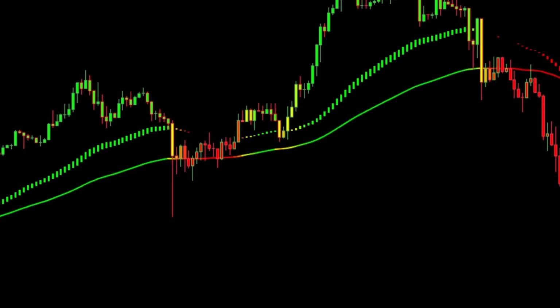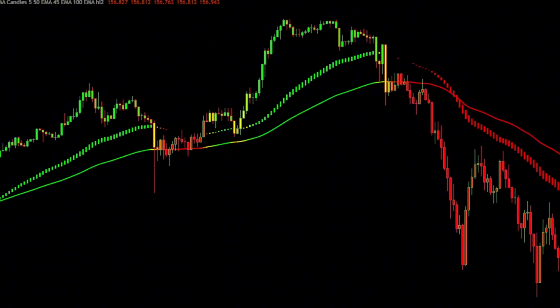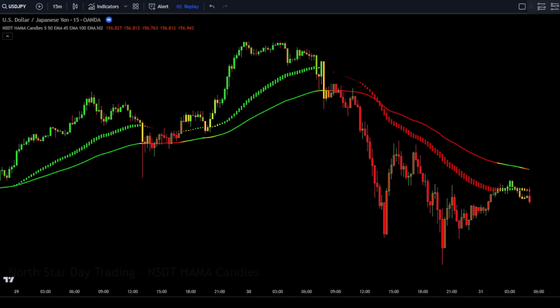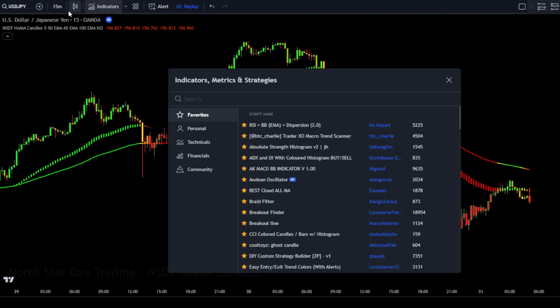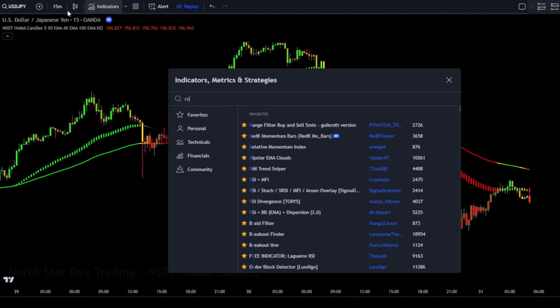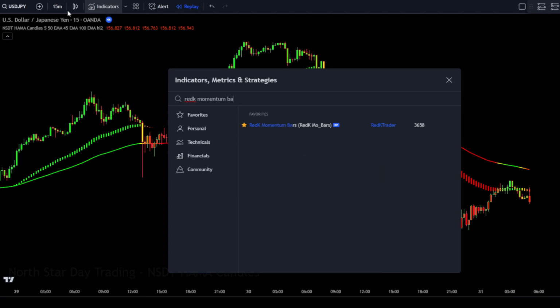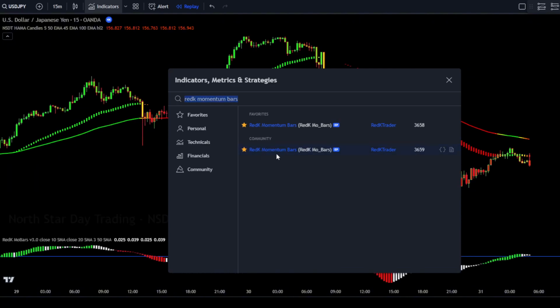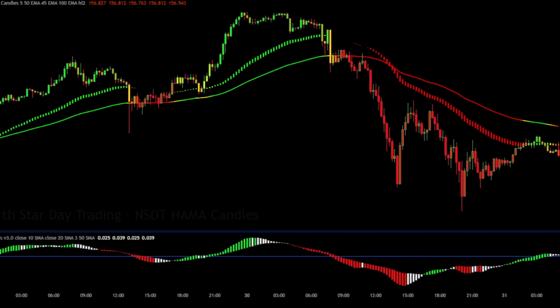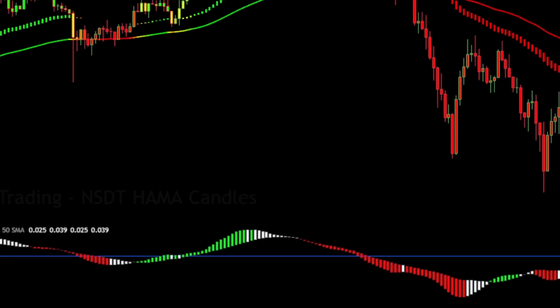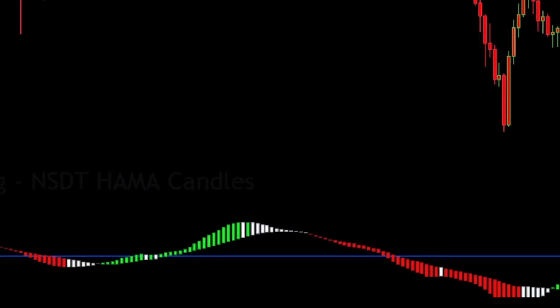Now, let's add the second indicator that will be used as a signal filter in the market. Go to the Indicator Search tab, and then type in redK momentum bars. After that, simply select redK momentum bars from RedTrader. We will use the redK momentum bars indicator as a signal filter in the market.